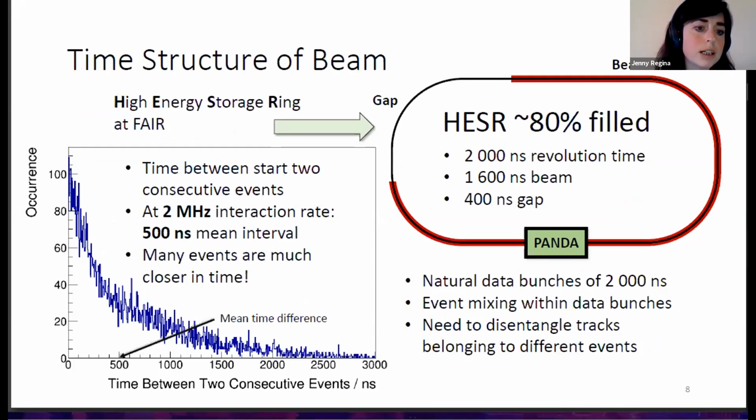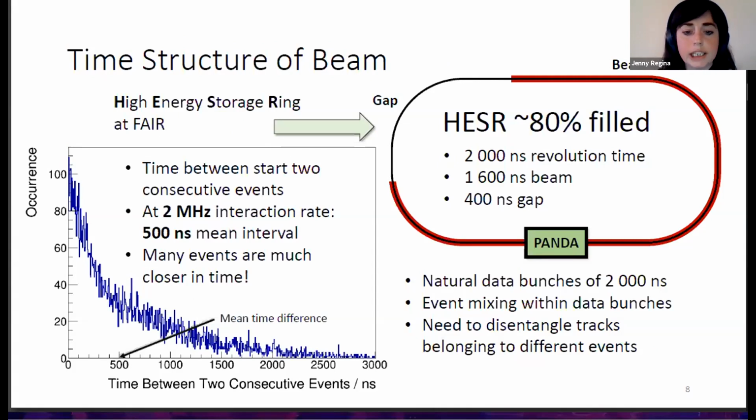Also important is the structure of the beam in the High Energy Storage Ring, which is the storage ring where PANDA will be placed. The storage ring will be about 80% filled with antiprotons, and we'll have a 2000 nanosecond revolution time, which gives you a 1600 nanosecond beam with a 400 nanosecond gap.